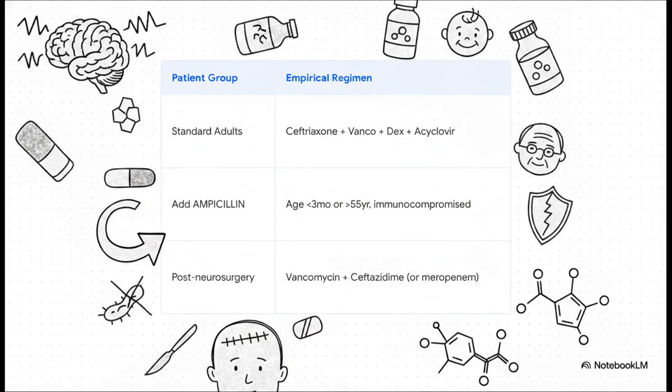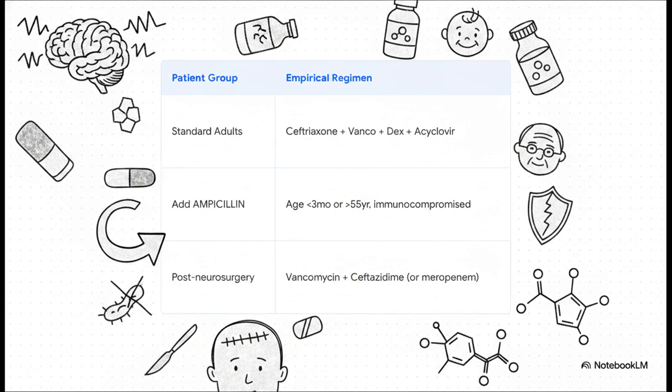For your standard community-acquired adult case, your go-to is ceftriaxone, vancomycin, dexamethasone, and acyclovir, just in case it's HSV encephalitis. But remember that demographics table? If the patient is over 55 or under 3 months old, you must add ampicillin to your standard regimen to cover listeria, because listeria is naturally resistant to cephalosporins.